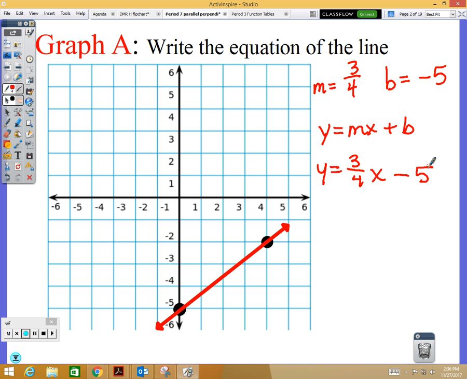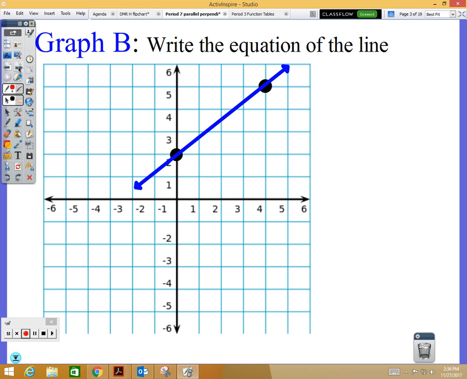All right, so everyone's okay with writing the equation of that line? All right, hopefully that was a review of that. Now I'm going to give you another, so you have that equation written in your notes. Write that equation in your notes. y equals 3/4 x minus 5.